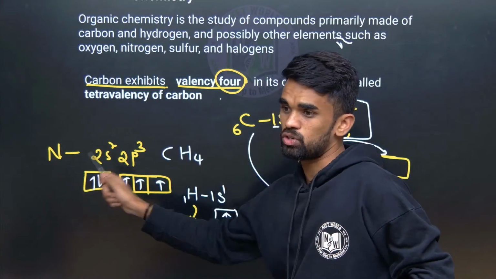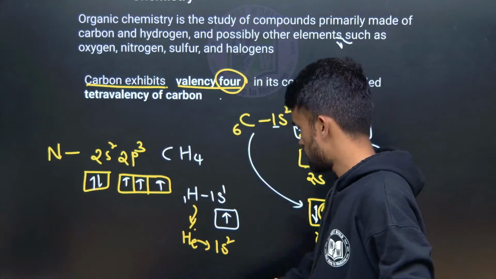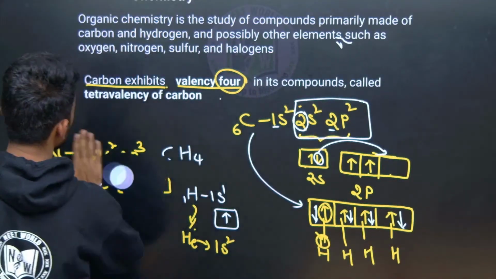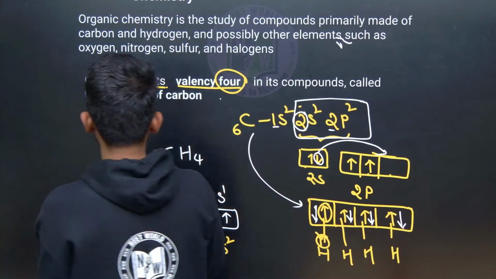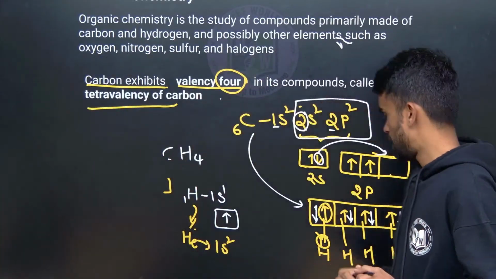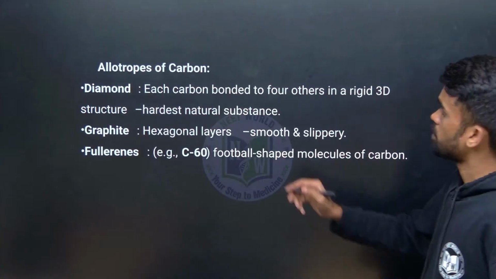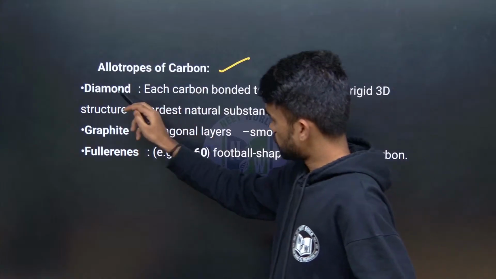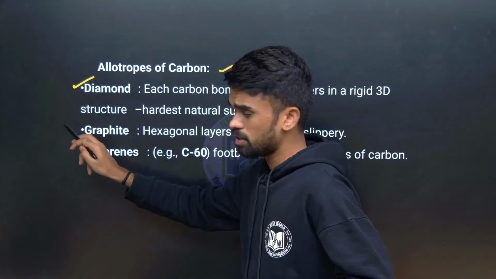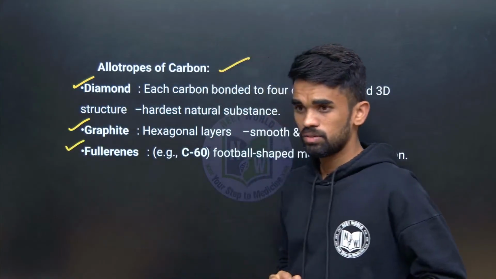In the case of nitrogen and carbon, both are the same. Hope it is clear. Now let us discuss a little more about carbon. So we can call it the tetravalency of carbon, right? Next, what are the allotropes of carbon? So we have 3 allotropes: diamond, graphite, and fullerene.